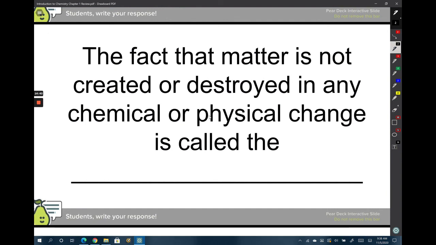The fact that matter is not created or destroyed in any chemical or physical change is called, by definition, the law of conservation of mass. It is the law of conservation of mass.